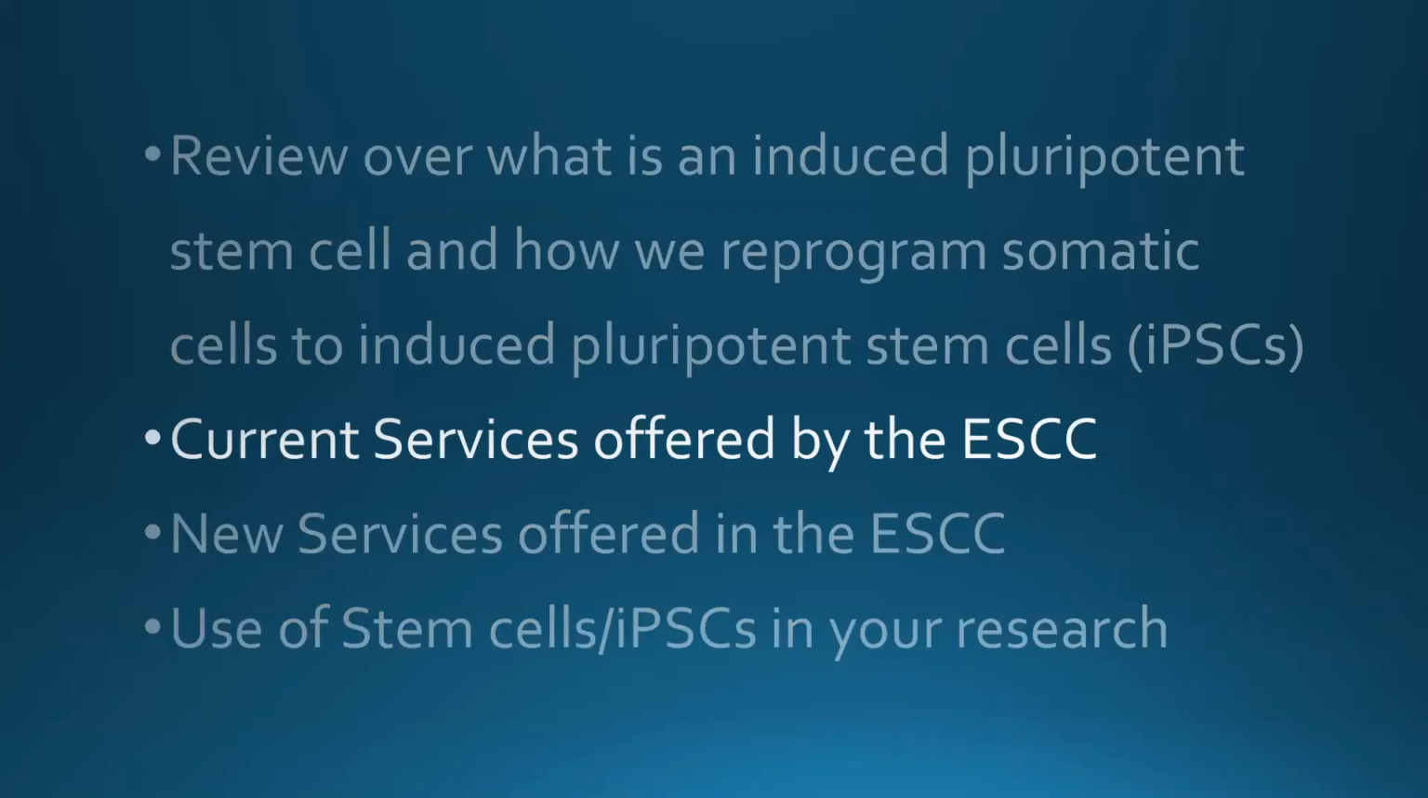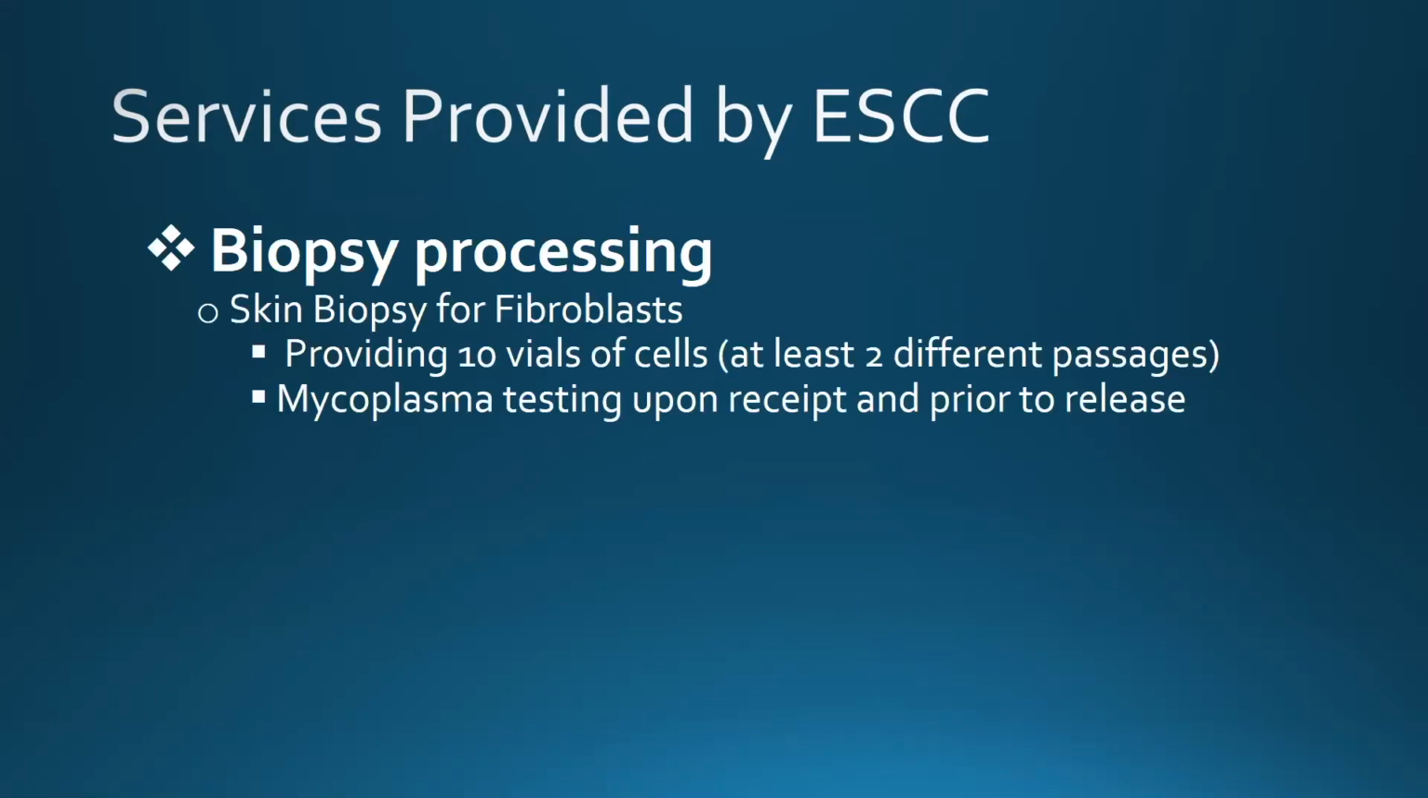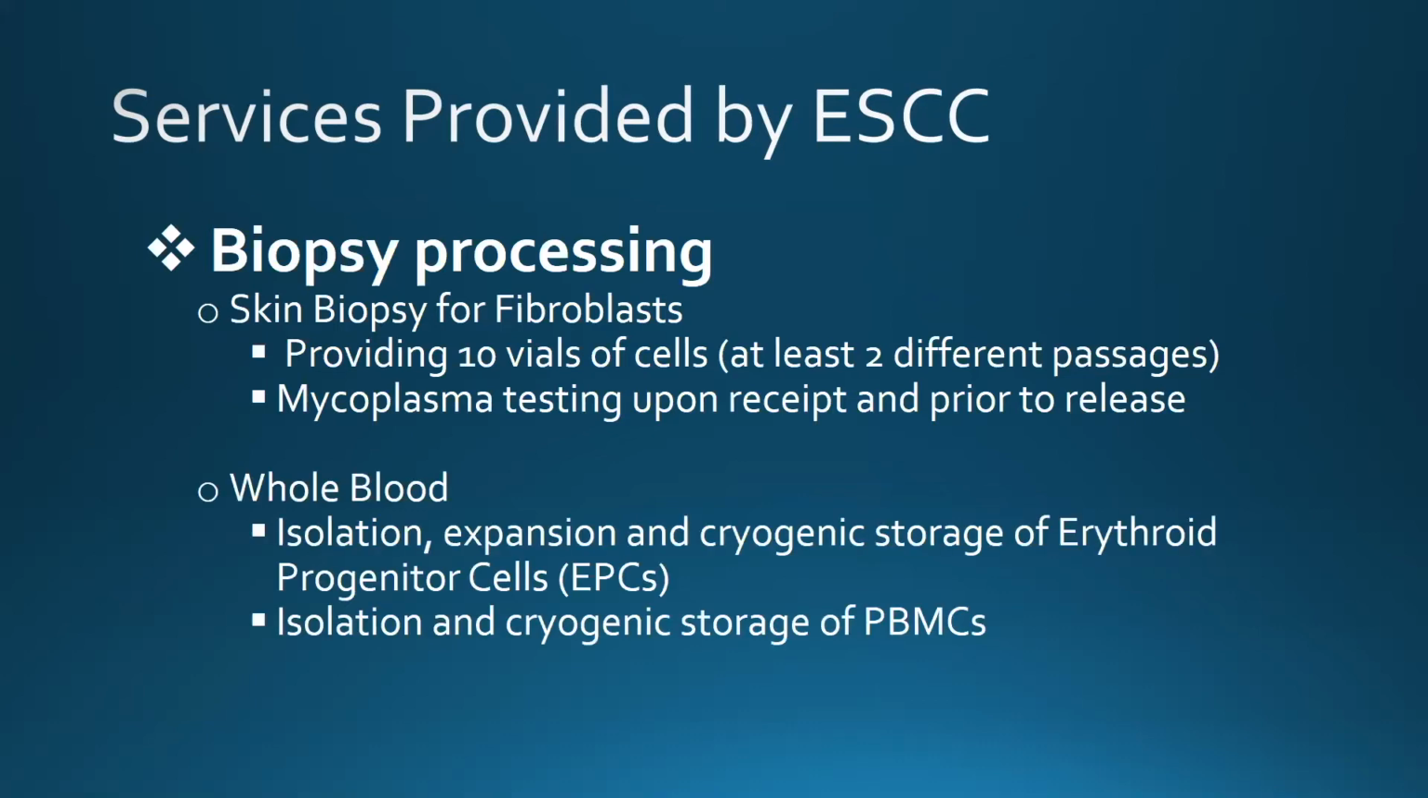Okay, so just quickly we're going to review the current services. As I previously mentioned, we do biopsy processing. We can do skin biopsies for fibroblasts. We will provide you with 10 vials of cells at least 2 different passages in addition to live cells. And then also the whole blood. With the whole blood, we isolate and freeze back PBMCs. We will also isolate and expand the erythroid progenitor cells I mentioned, and then freeze those and hand those back as well.